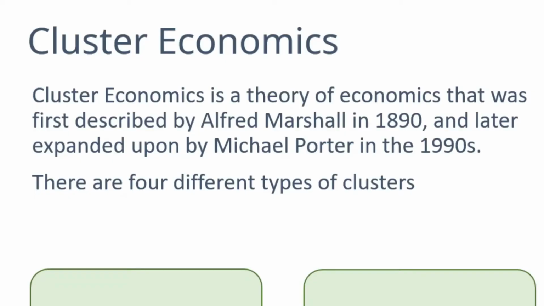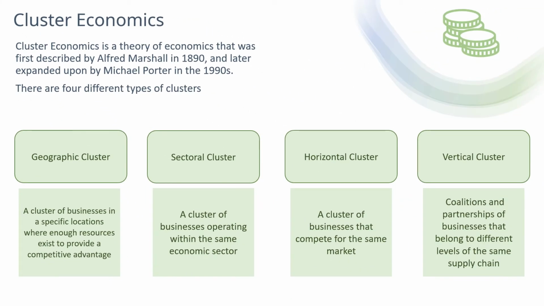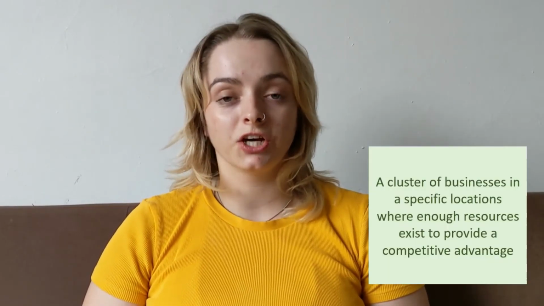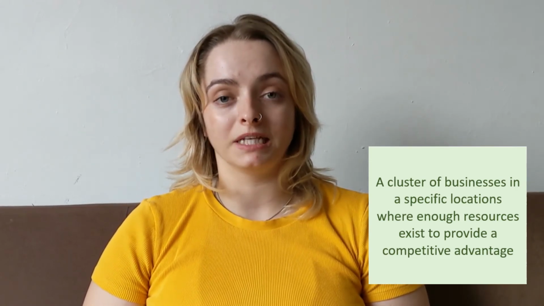Before I talk about my case study, let's get some background on cluster economics. Cluster theory is in essence an economic theory that tells us about where specific areas of economic activity are concentrated. It was first described in 1890 by Alfred Marshall and later expanded upon by Michael Porter at the Harvard Business School in the 1990s. There are four types of clusters. First, geographic clusters. A geographic cluster is an area where a number of resources and businesses have concentrated such that it gives them an economic edge over other areas.